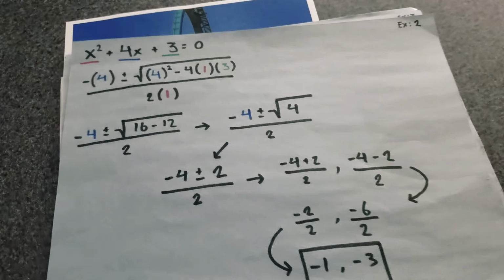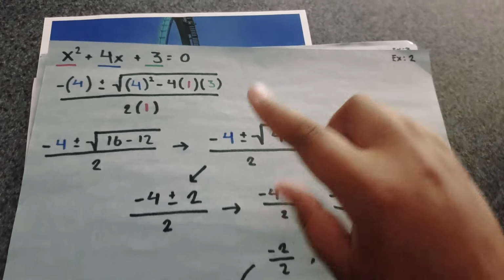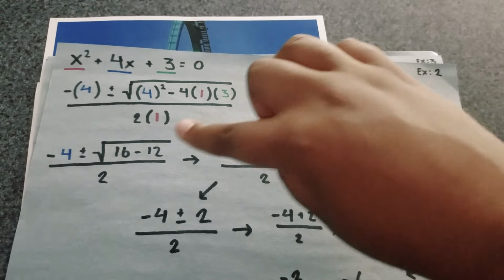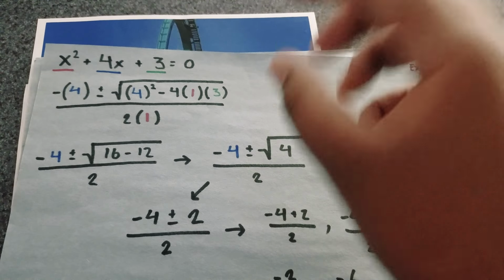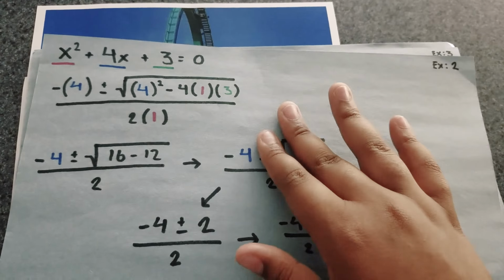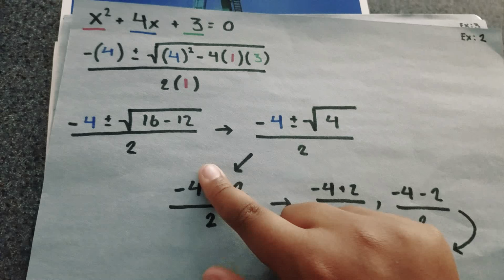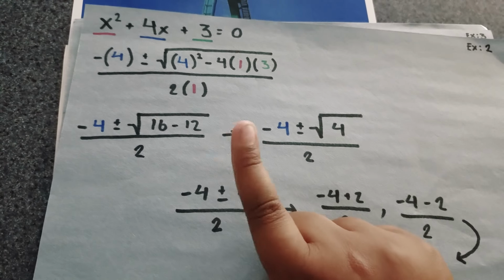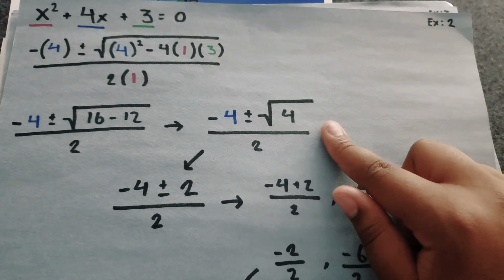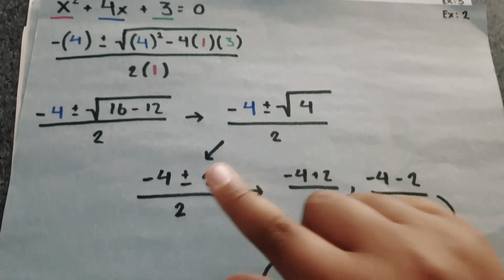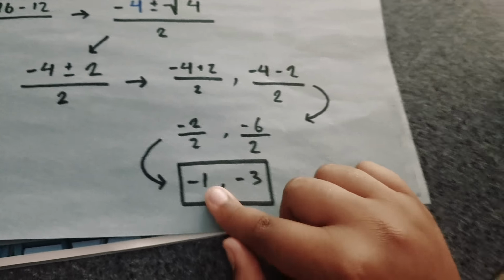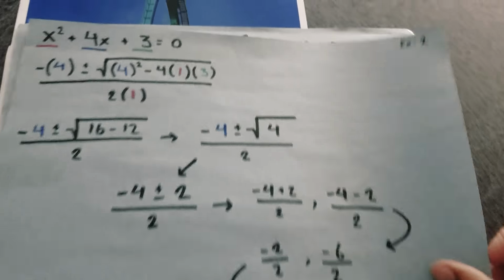This is another example, but right here we didn't have an equation where we had to flip it into the quadratic equation format. So we just plugged everything in. We got 16 minus 12 plus or minus negative 4 over 2. We got the square root of 4, which we know is 2. We plus or minus that, which is shown right here. And eventually we got negative 1 and negative 3.